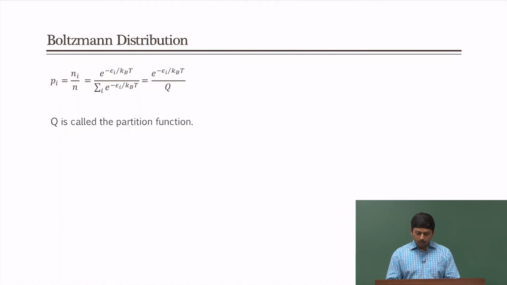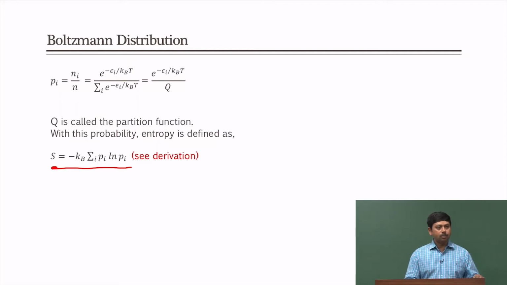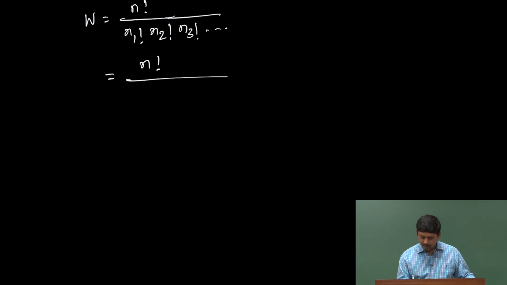Okay. So, now this q is called the partition function, and with this probability the entropy will be defined by kB sum over Pi ln Pi. I can just show you that in a very brief derivation. So, we know that W is n factorial by n 1 factorial, n 2 factorial, n 3 factorial and things like that, which means that I can write that as n factorial by the product of Ni factorial, correct.